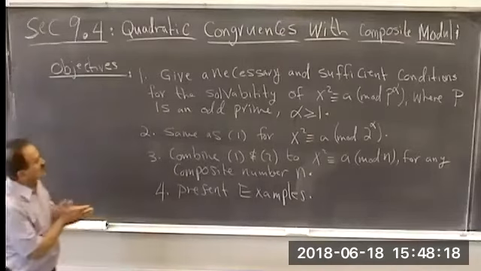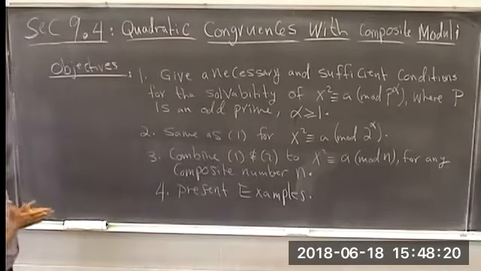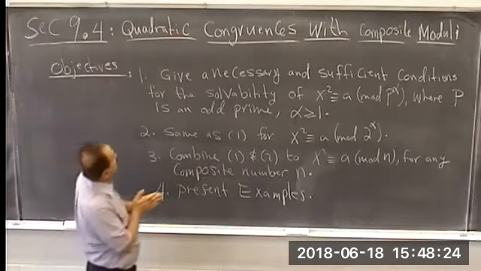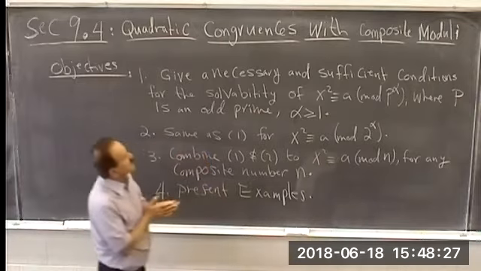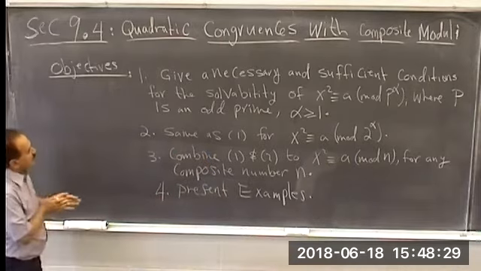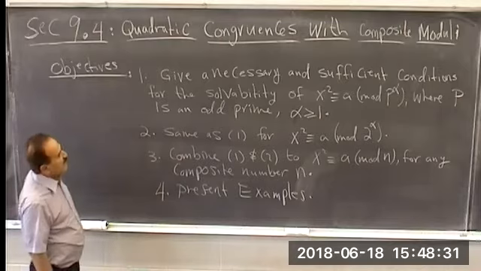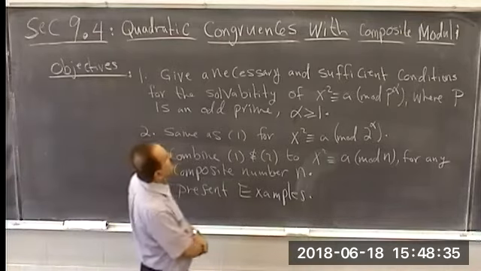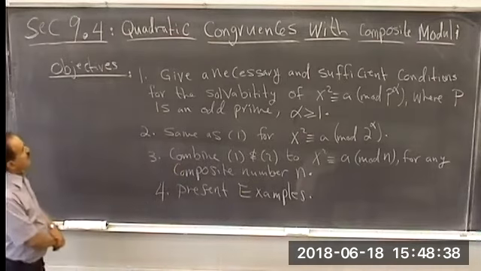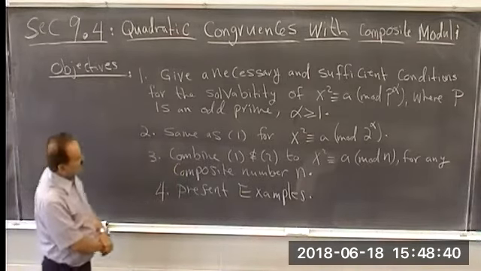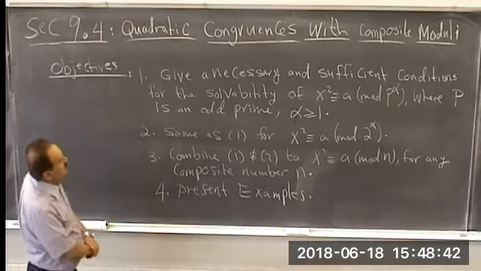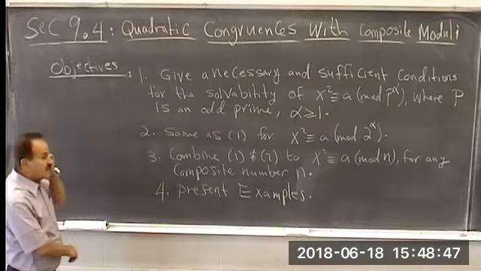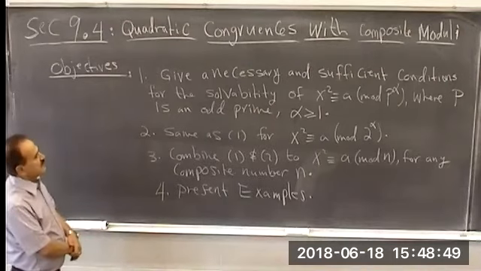All right, we're going to get started on the last section of chapter 9. This is section 9.4, and in this section we're going to be talking about quadratic congruences with composite moduli. As you recall, in the first three sections, 9.1 to 9.3, we talked about quadratic congruences and quadratic residue theory for odd primes. So we're going to extend this to actually any integer.